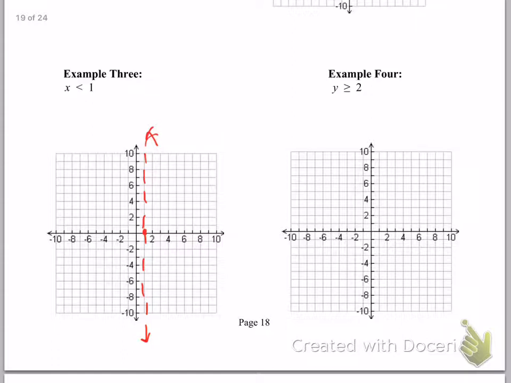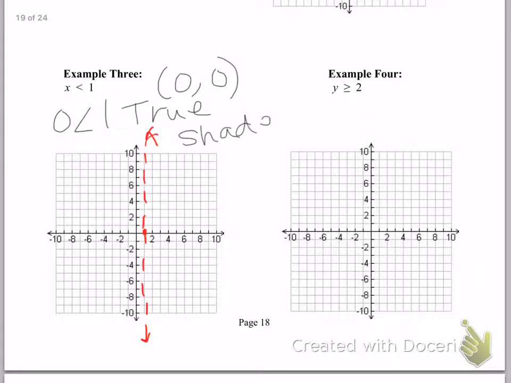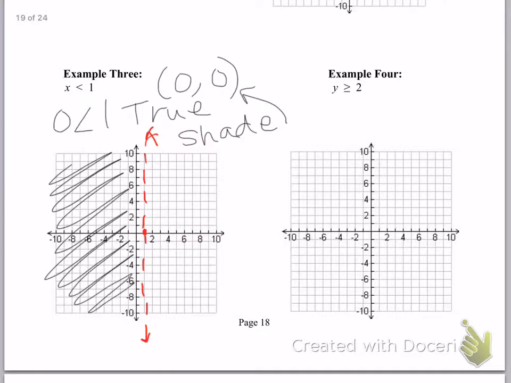All right, now let's do our test point. We're going to plug in our 0, 0. So it's saying 0 is less than 1. Well, is that true or false? That is true. So you want to shade 0, 0, and that's on this side of our line. All right, example number 4.